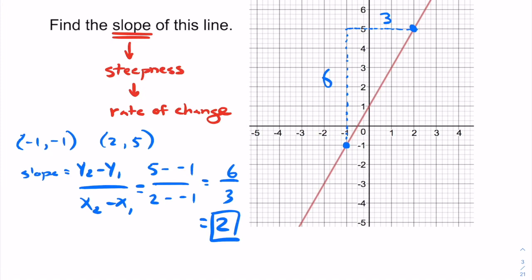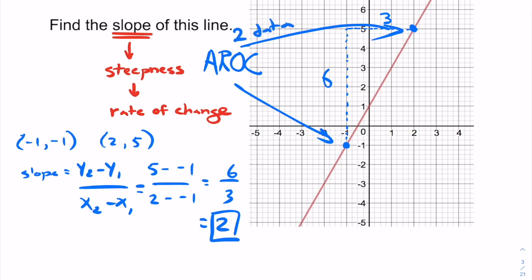Okay, so we found the slope, okay? This right here is called an average rate of change. What you guys want to jot down is, whenever you have two data points, you are finding the average rate of change. Okay? Average rate of change.